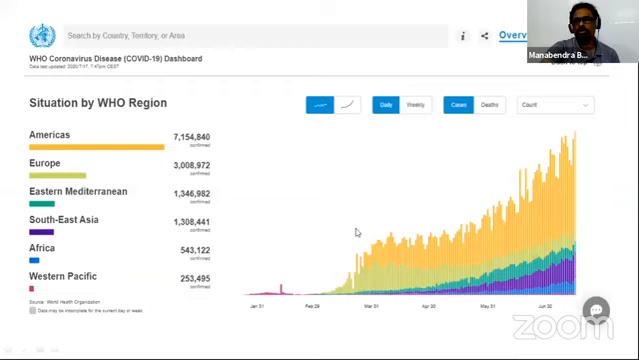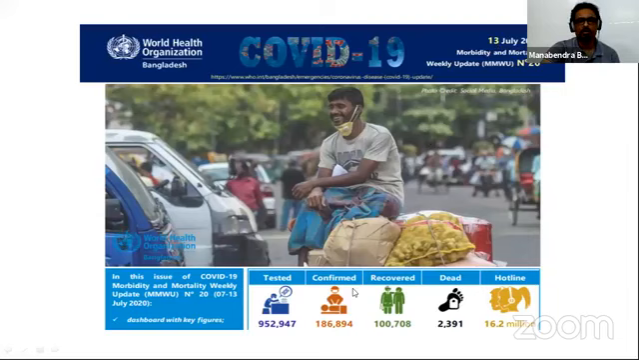The situation is very alarming in the Southeast Asia region too. If you see the dark blue, those are the Southeast Asian regions, where there is a steady increase in the number of cases. Also, in Bangladesh, this is the weekly report from the WHO, just published on 13th July. It showed 186,000 cases, but yesterday we crossed the 2 lakh barrier, with about 2,400 deaths. So we are in a very serious situation.